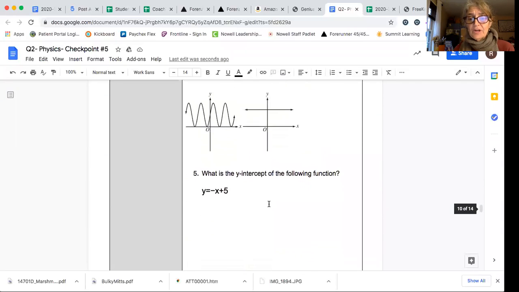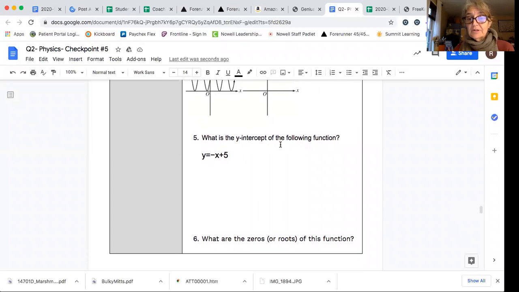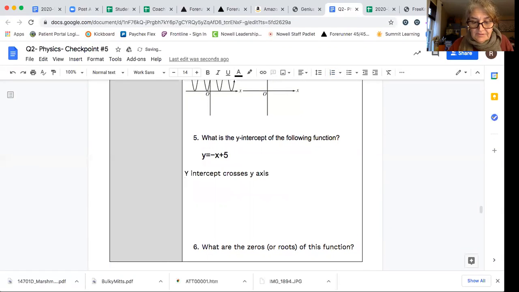And then here's a quick question that goes back to y-intercept, x-intercept. Y-intercept is where we cross the y-axis. X-intercept is where we cross the x-axis. So let's just put those in there. Y-intercept, let's get the P in there, crosses the y-axis, and the x-intercept crosses the x-axis.